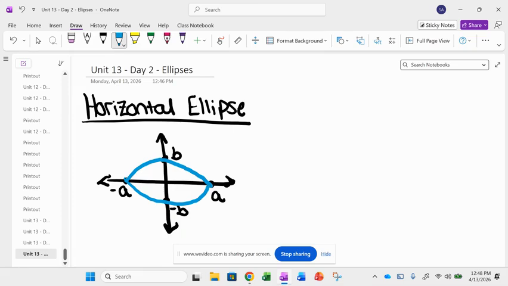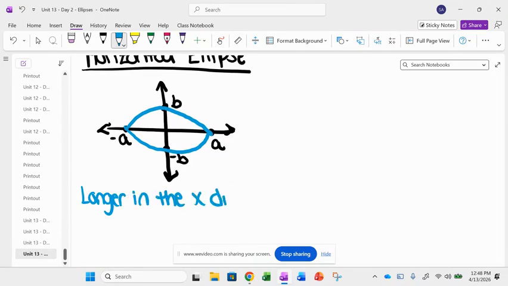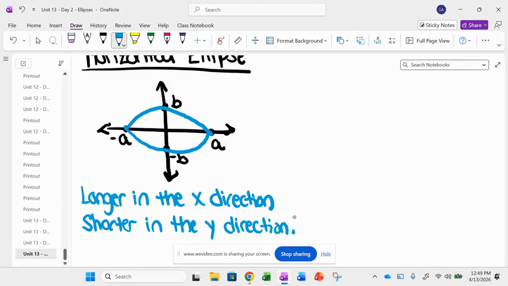So here's like a little sketch of what a horizontal ellipse could look like. And basically for a horizontal ellipse, it's longer in the x direction and shorter in the y direction. So for a horizontal ellipse, it's longer in the x and shorter in the y. And I'm going to write that out for you. Say longer in the x direction, shorter in the y. So I like to call him short and stout. A horizontal ellipse is short and stout.